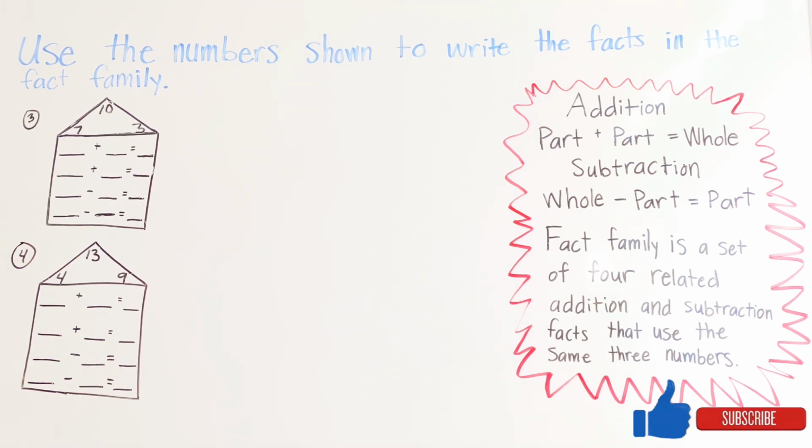For number 3, we have 10, 7, and 3. And for number 4, we have 13, 4, and 9. Go ahead and try to challenge yourself and do this on your own. You can go ahead and pause the video now. And after you solve it, you can press play and see if you got the same answer. If you didn't, you can see where you made your mistakes and fix them.